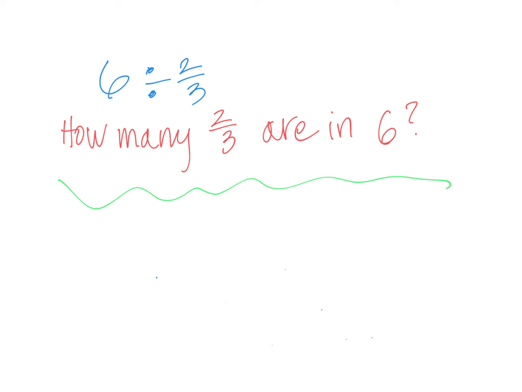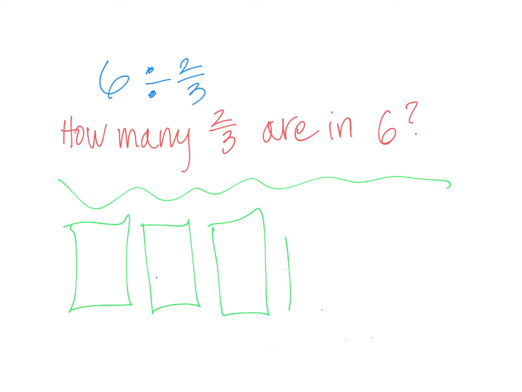So let's think about it in the context of a story problem. Let's say there are 6 brownies, and they're all the same size. I know my drawing doesn't show that, but let's agree they're all the same size. So 1, 2, 3, 4, 5, 6. There are 6 brownies. And each child is going to get 2/3 of 1 brownie. Well, how many 2/3 are in 6? We want to know how many kids we can feed with that.